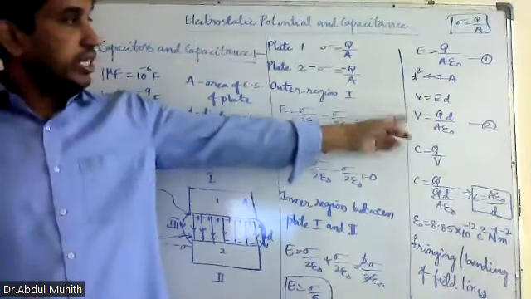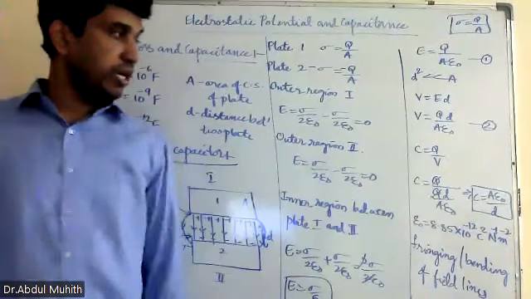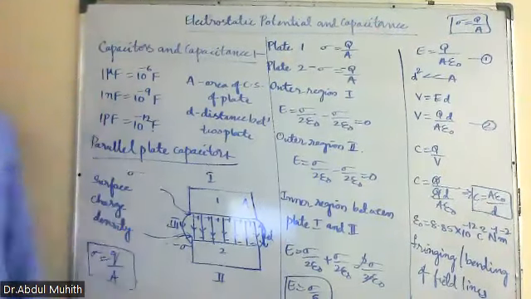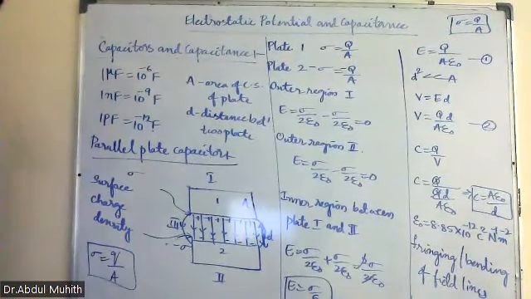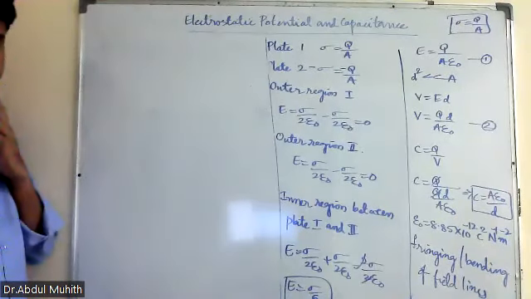So V is equal to Ed. Just substitute E there. Then C is equal to Q by V. Substitute there, and we get the formula epsilon naught A by d. Is it clear, all of you? Yes, sir.